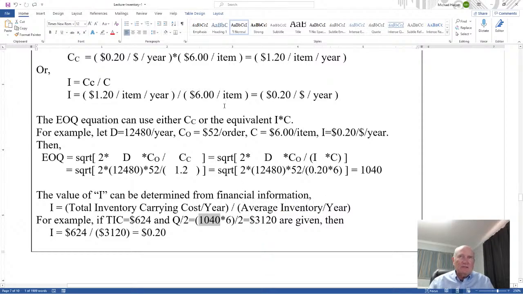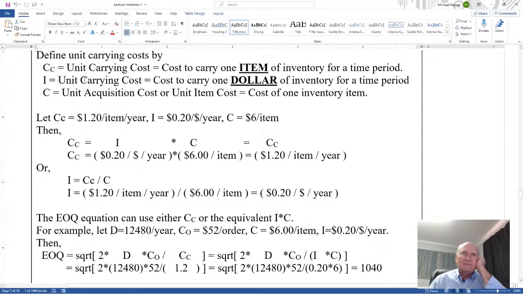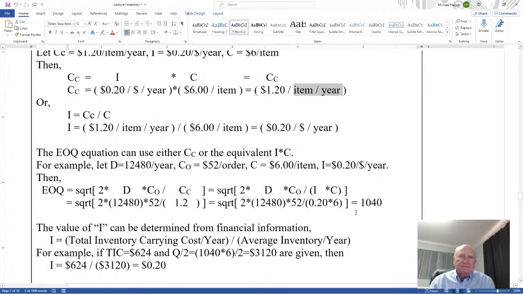But then our item cost here is $6 per item. So $6 times all those items, divided by 2, turns out to be the $3,120 average inventory in dollars. So the total inventory cost in dollars divided by the average inventory in dollars is 20 cents per dollar. So that's my carrying cost. And I'm calling that I, but it really is a unit carrying cost, with different units. So always look at the units.